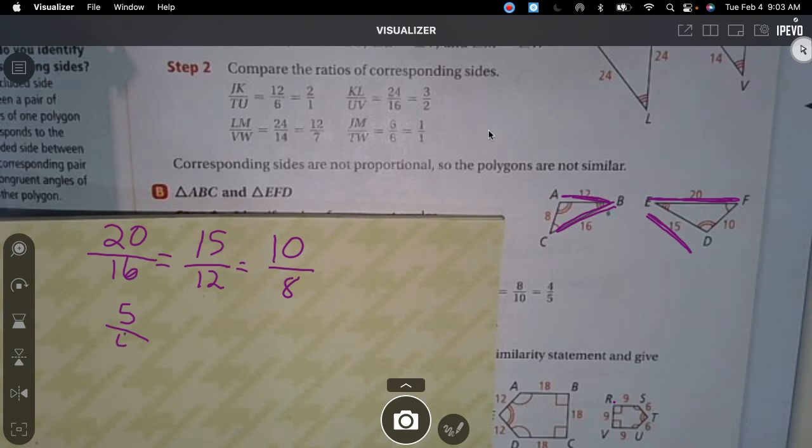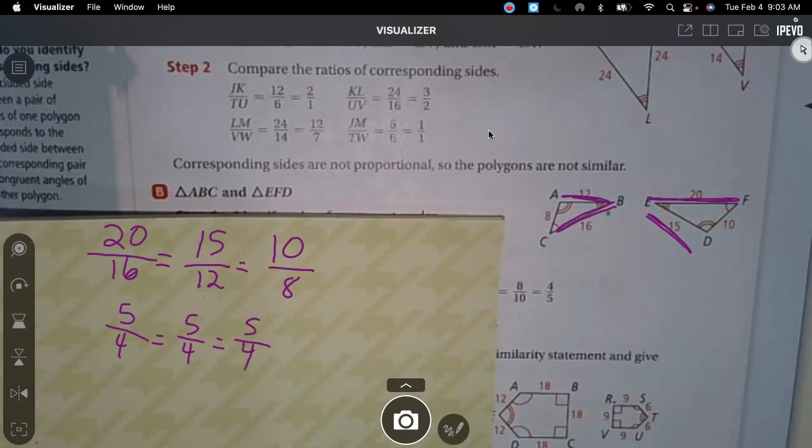Wouldn't that be 5 over 4? Yes. Divide both of these by what number? 3. What's that going to be? Okay, divide both of these by 2. What is that going to be? Okay, so are these similar?